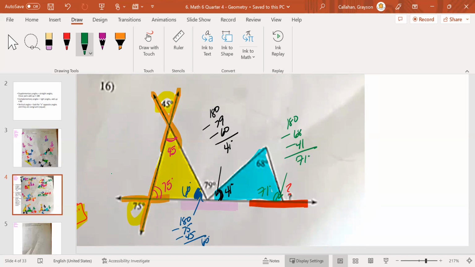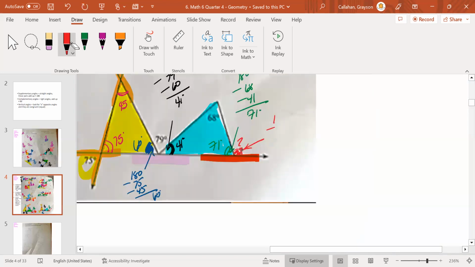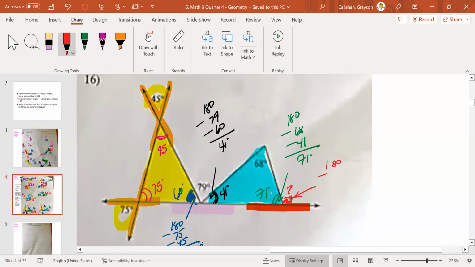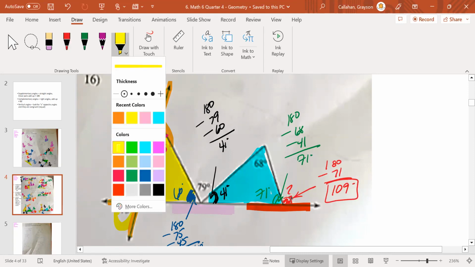71 degrees. So now can I find this red angle right here? 180 minus what? There you go. 180 minus 71, which is going to give you 109. Yeah. So you have 109 degrees. That is your answer for this. All right, now we are officially done.